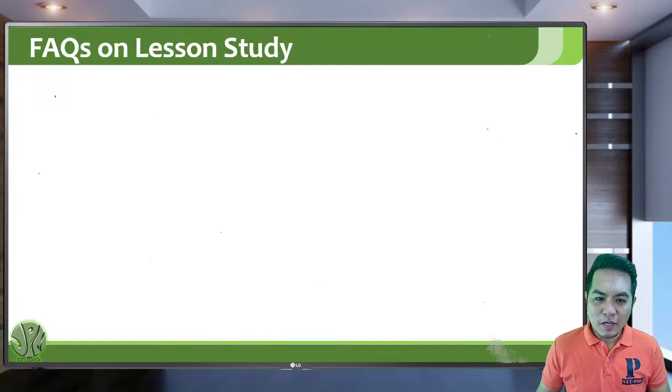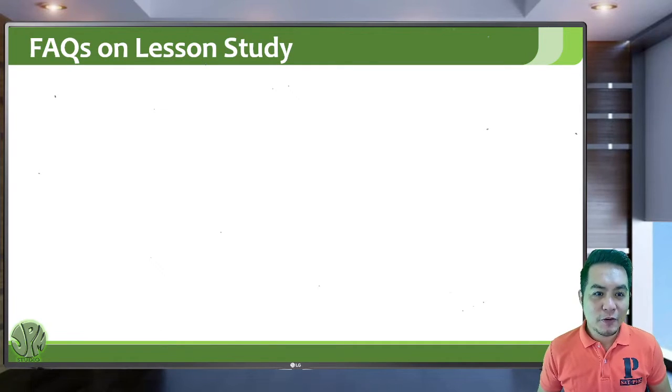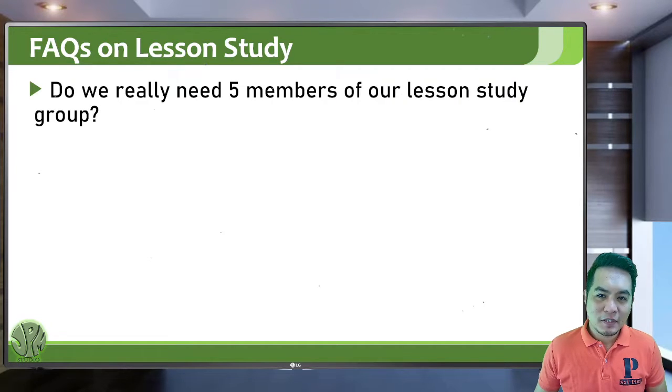So I will be answering some frequently asked questions about lesson study. The first frequently asked question is, do we really need 5 members in our lesson study group, because there are 5 key roles? No, not necessarily. Some roles can actually be done by just one person.